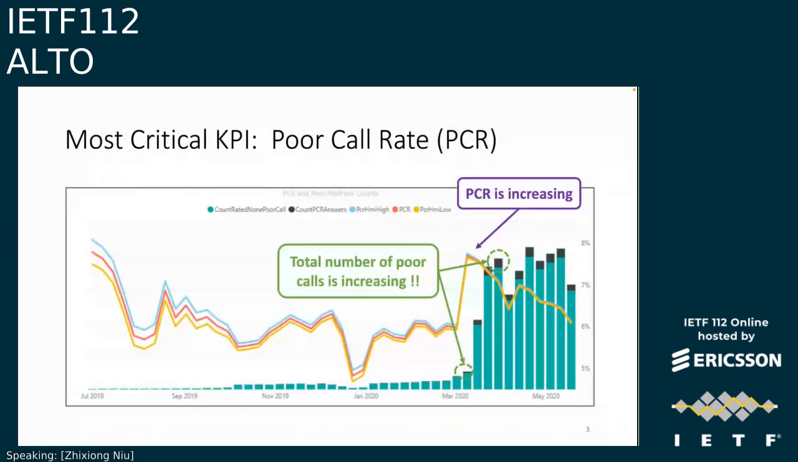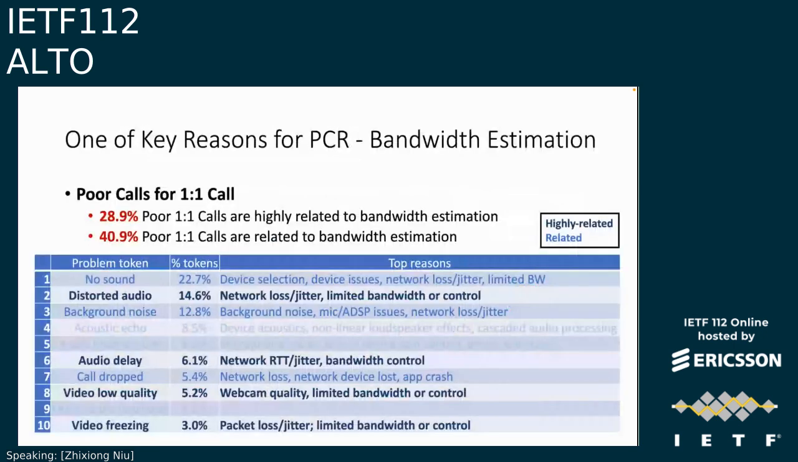I think the most important indicator reflecting the user experience is PCR, poor call rate. In the figure, we can see that the number of poor calls and the poor call rate are increasing dramatically when COVID-19 broke out in the US in March. So it's very urgent for RTC to continue improving call quality to attract more users.